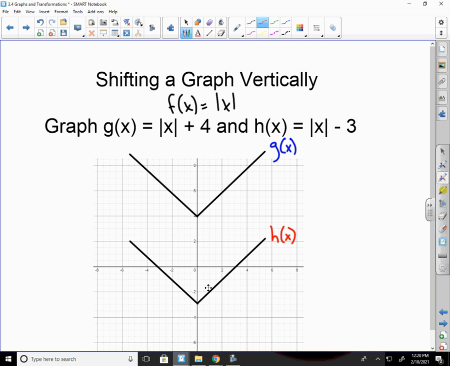Yes, we move it down 3. The original parent function was at 0, 0 for our starting point. The minus 3 means that starting point moves down 3, and so does every other point with it. The plus 4 meant that it started at 0, 0 and moved everything up 4, picking up the whole graph and shifting it up and down.